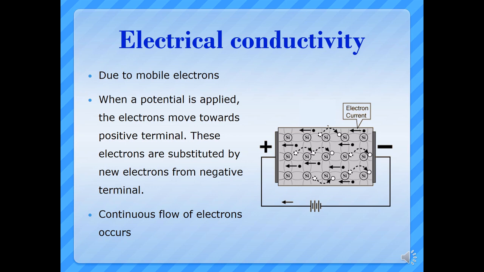When a potential is applied to this metal piece, since electrons are negatively charged species, they will be attracted to the positive terminal of the battery, and the electrons that are removed in such a manner will be replaced by new electrons from the negative terminal. So this will result in a continuous flow of electrons, and this continuous flow of electrons is what we call electricity. So that is why metals conduct electricity.